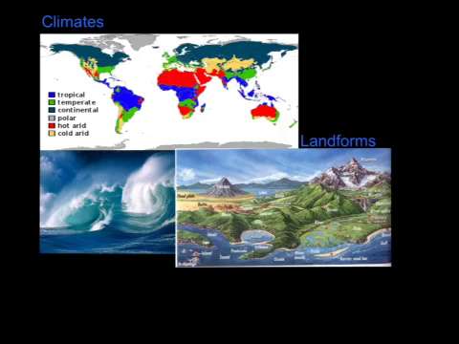A climate is the weather conditions prevailing in an area in general or over a long period of time. Landforms are natural features of the Earth's surface which can affect the climate and weather of where you are in that area.